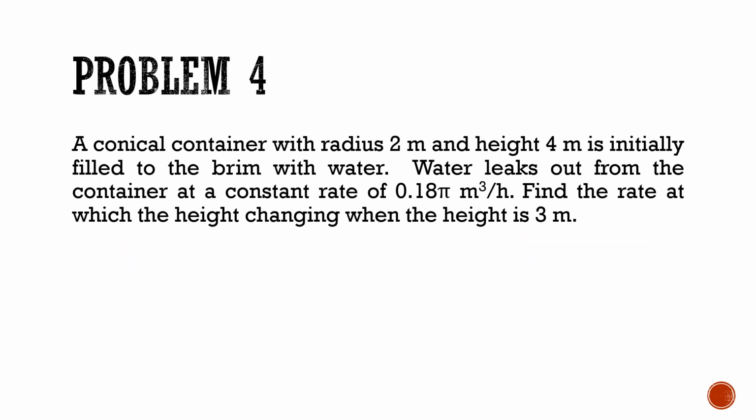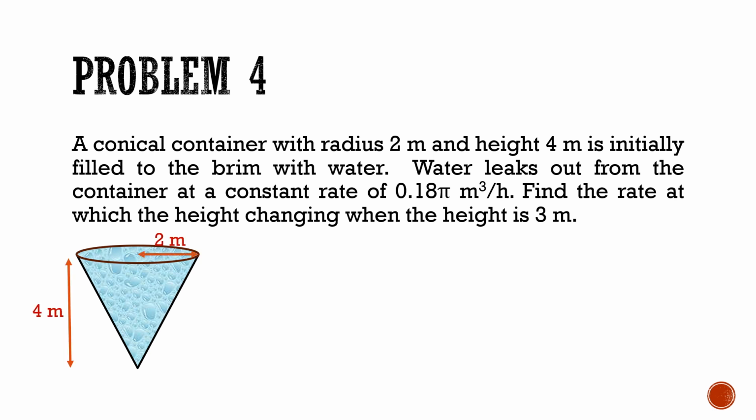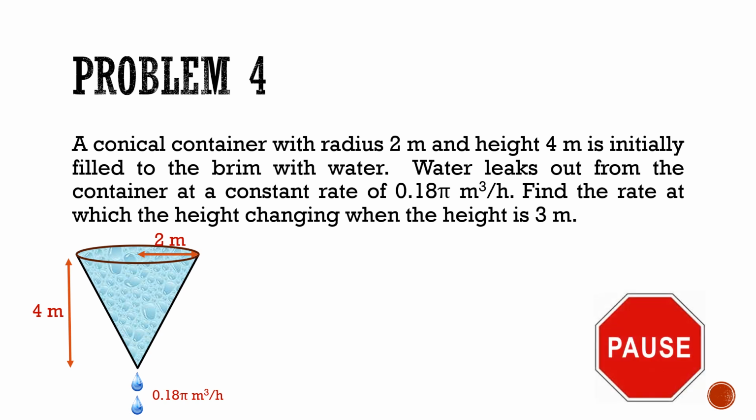Problem 4. A conical container with radius 2 meters and a height of 4 meters is initially filled to the brim with water as shown in the diagram below. Water leaks out from the container at a constant rate of 0.18 pi meter cubed per hour. Find the rate at which the height is changing when the height is 3 meters. Pause the video here and give this question a good try.